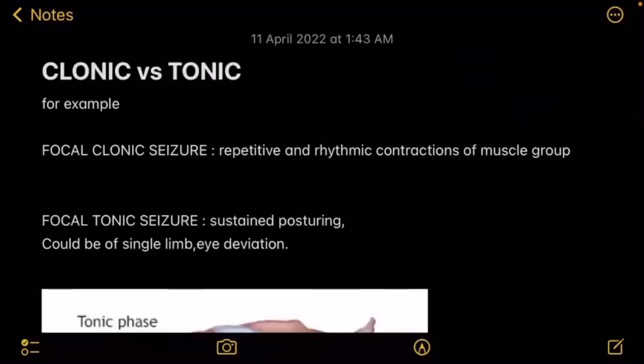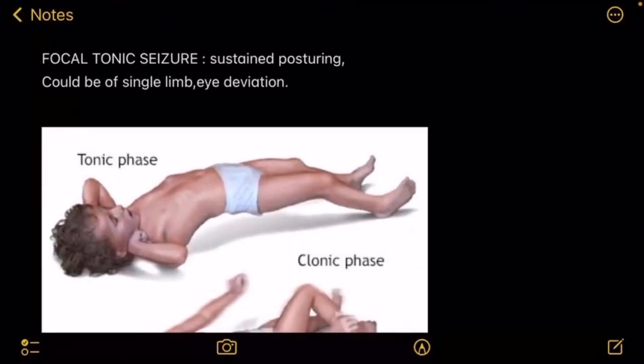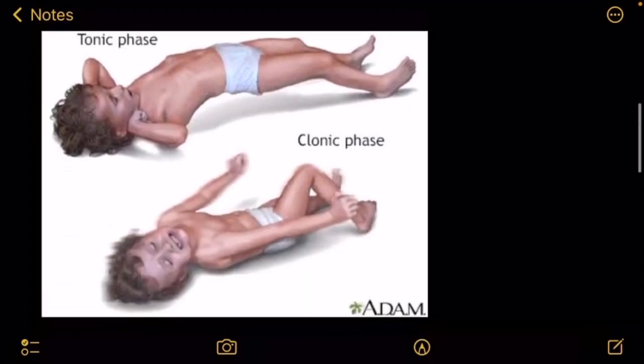So let's go to the image now. This one is the tonic phase, where you can see the sustained posturing, whereas in the clonic phase you can see the repetitive movement. This is an image, not a GIF, but you can imagine it, or you can search for a GIF of it as well, where you would see a repetitive movement or contraction of muscles.